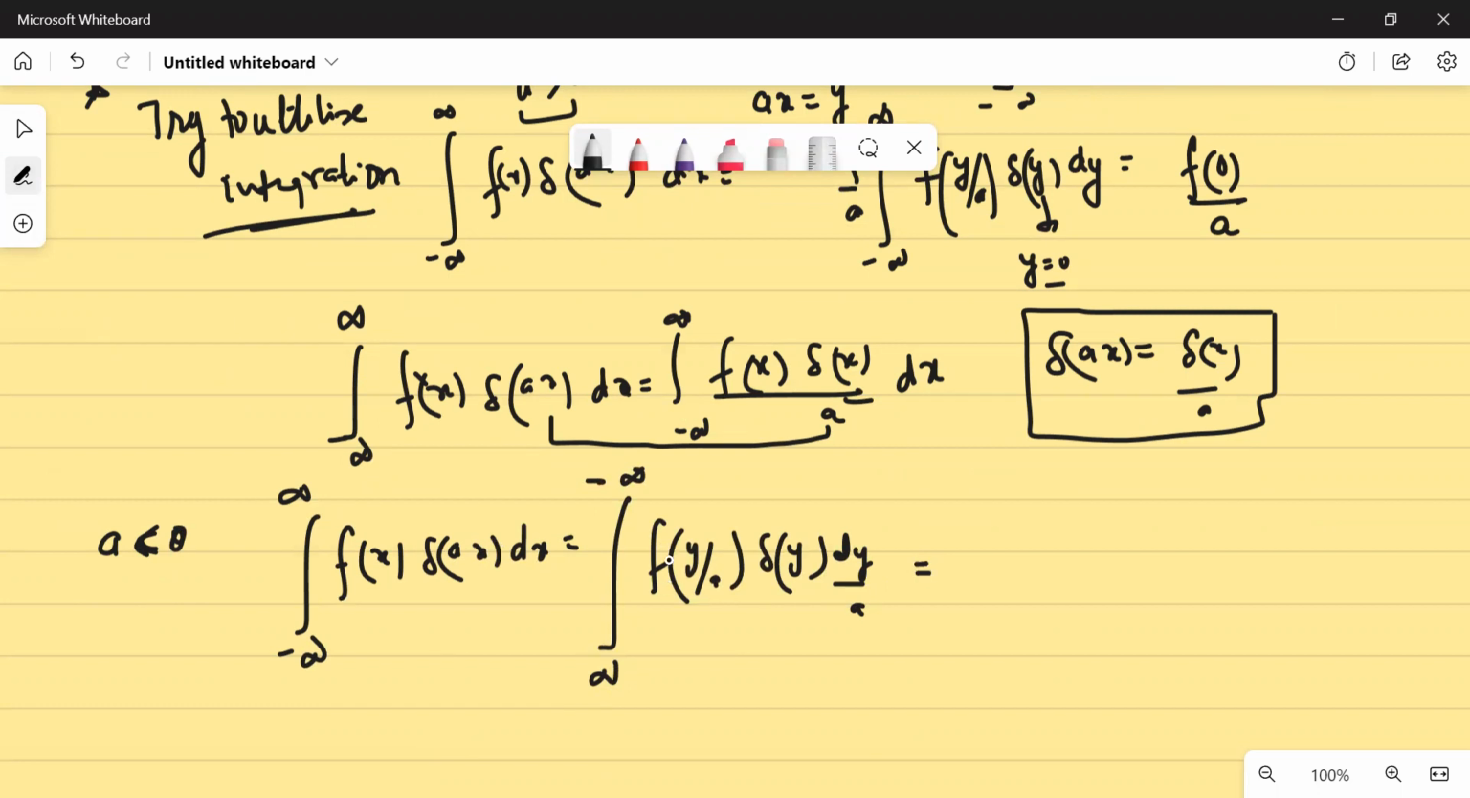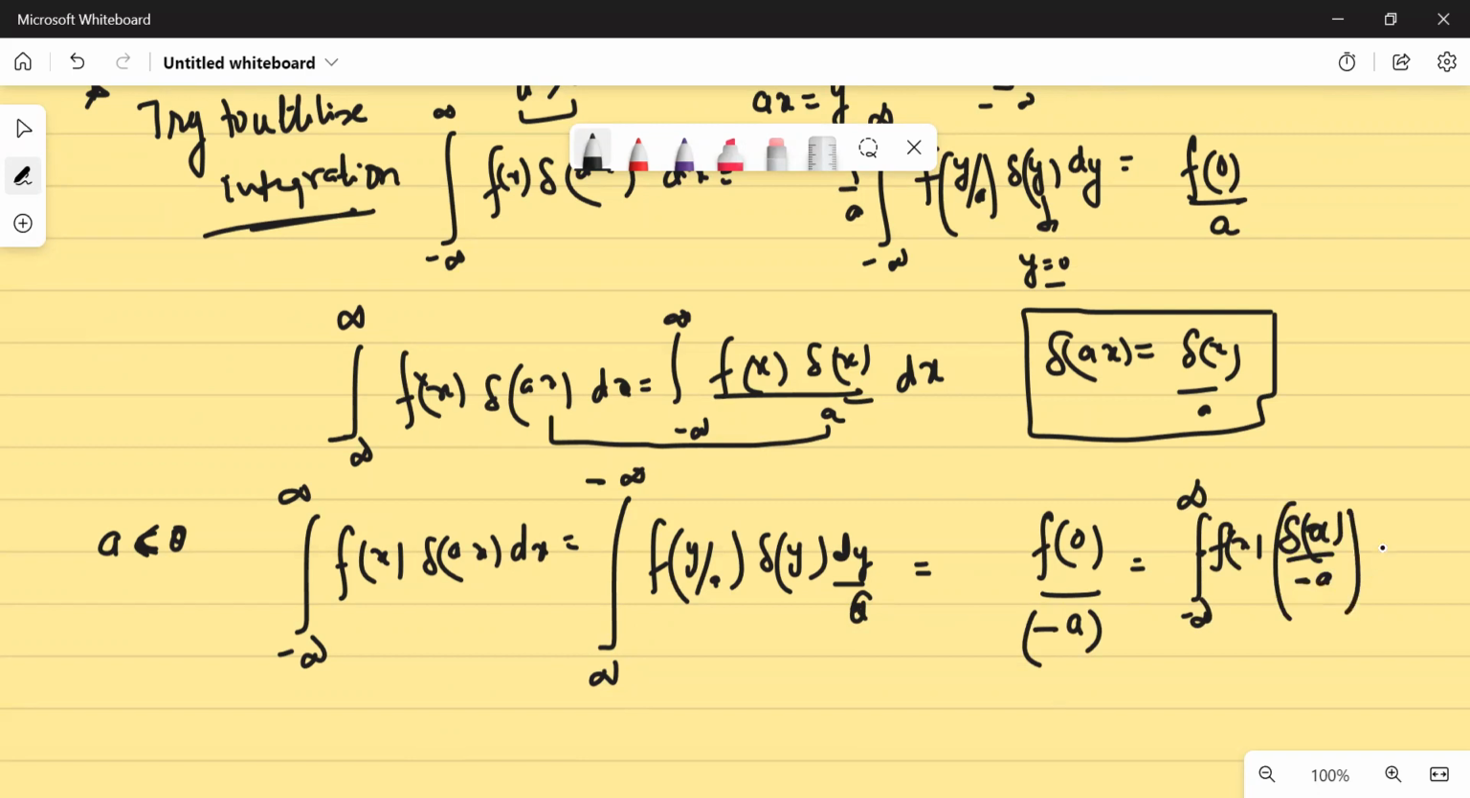If these limits change, if I have to write from minus infinity to plus infinity, this will become f of 0 divided by minus a. If you just find this integral from minus infinity to infinity, now instead of infinity to minus infinity, write minus infinity to plus infinity, there will be a negative outside. So I'll write it this way. It equals the integral from minus infinity to plus infinity of f of x, Dirac of x divided by minus a, and then you have.